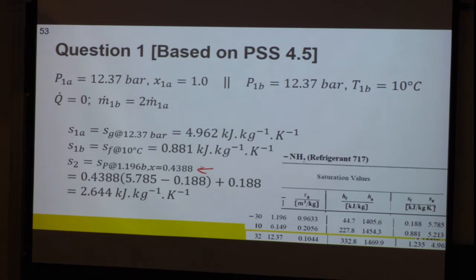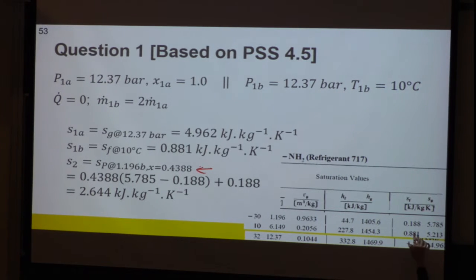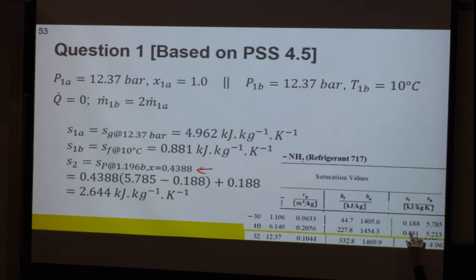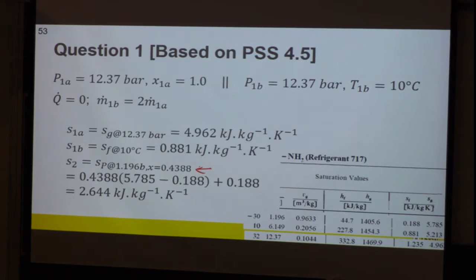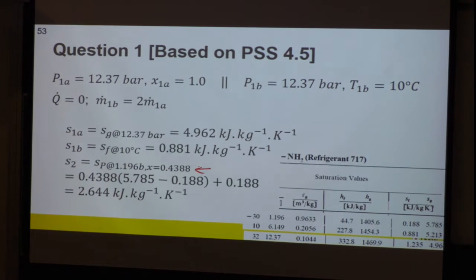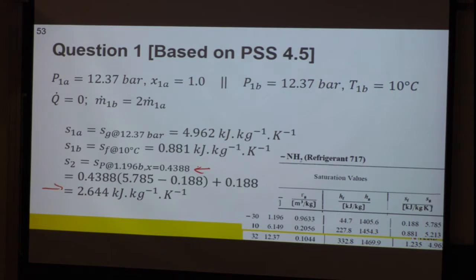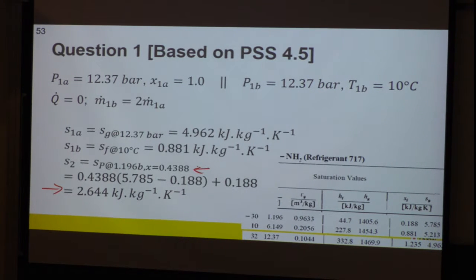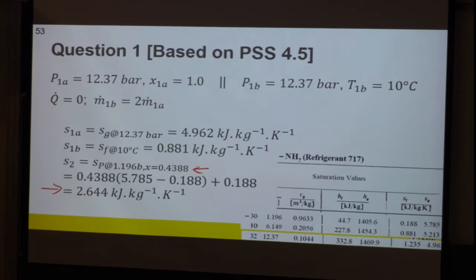And it's just the entropy 40% of the way between that number and that number. And we would find that the entropy generated is 2.6 kilojoules per kilogram per Kelvin. Okay?